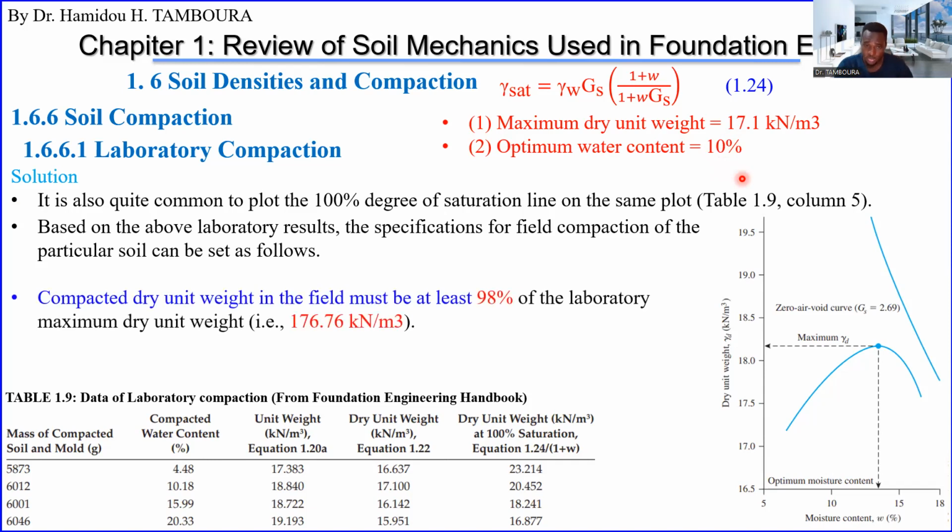Normally, a margin is given. Depending on the project you are dealing with, the compaction or dry unit weight in the field must be around 98%. Sometimes it's 95%. It depends on the project. If the project is a very important, very huge project, then the percentage is high.